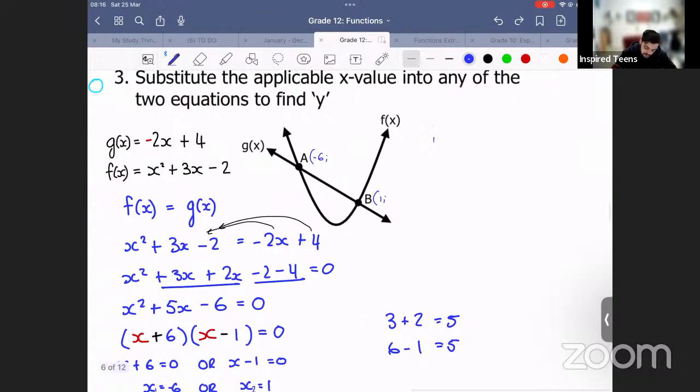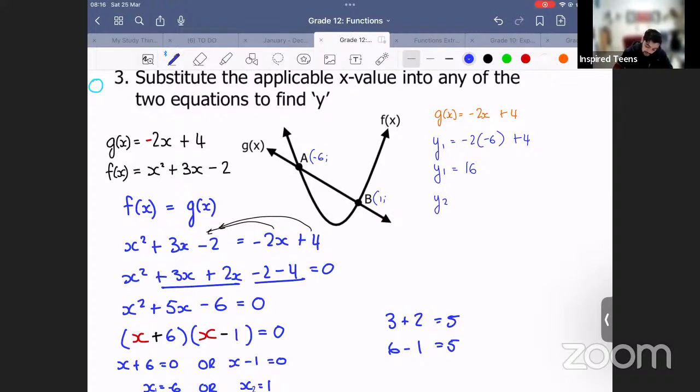So to calculate y1, I'm going to have -2 open brackets, -6, plus 4. I'm utilizing g of x. g of x is equal to -2x plus 4. So now I get y1 as being positive 12 plus 4, which is 16. -2 times -6 is positive 12, plus 4 is 16.